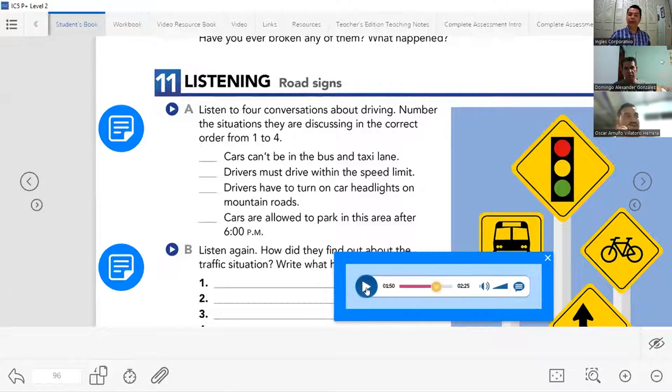$60, right? In El Salvador, we have an increase of the fine, you know, multas, fines. Over 120 or more, right? So be careful when you drive.